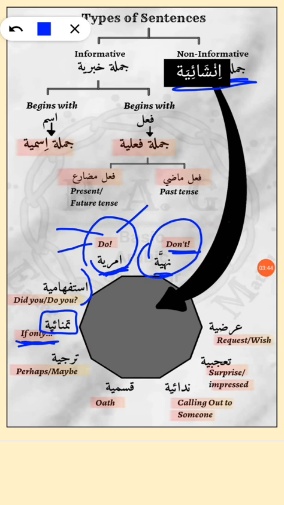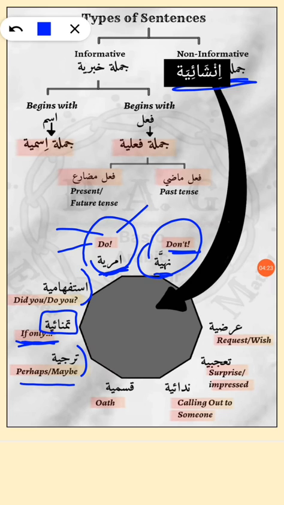Then you have tarjiyah. Now, these are all rough explanations, just so that you can form an analogy in your own language or in English, so that you don't have to mess around with the terminologies too much. You don't have to, as I mentioned earlier, memorize these terminologies at all. Next, tarjiyah. What is this? Perhaps or maybe sentences. Perhaps the book is in my bag, for example, or who's at the door? Perhaps it's my dad. So this is your tarjiyah.